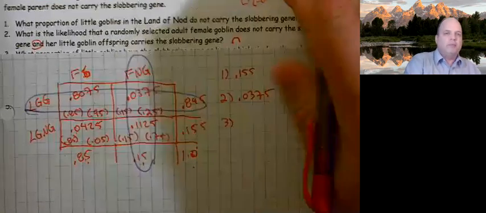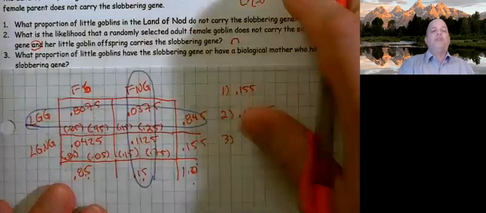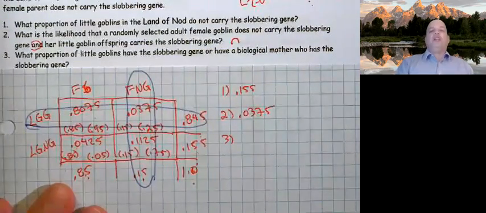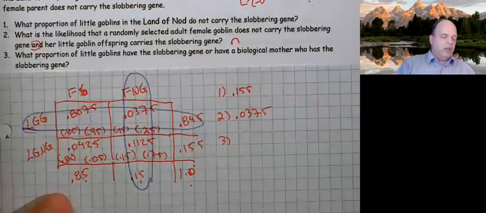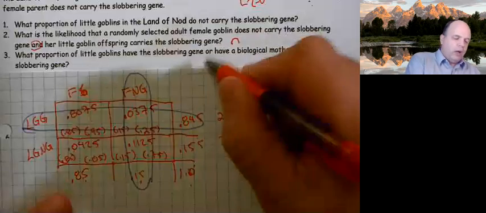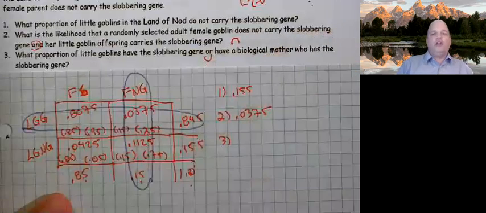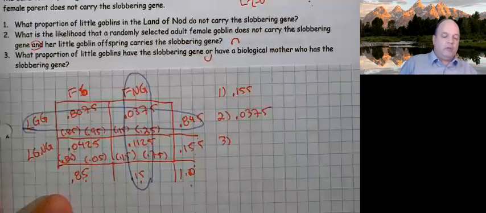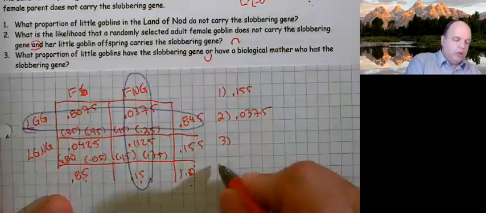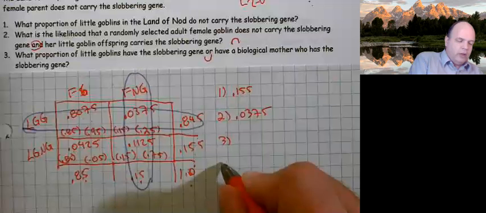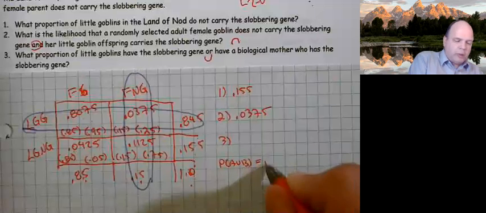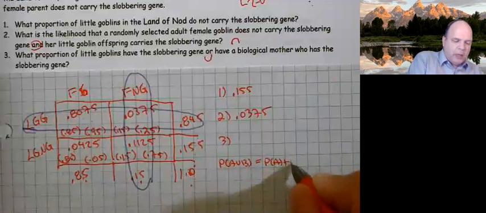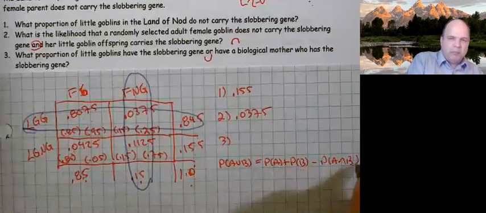Looking at number three, what proportion of little goblins have the slobbering gene or have a biological mother who has the slobbering gene? As soon as I see the word or, I think union. And as soon as I think union, I think, gosh, I need to use the general addition rule. And remember, the general addition rule is this: the probability of A union B equals the probability of A plus the probability of B minus the probability of A intersect B.